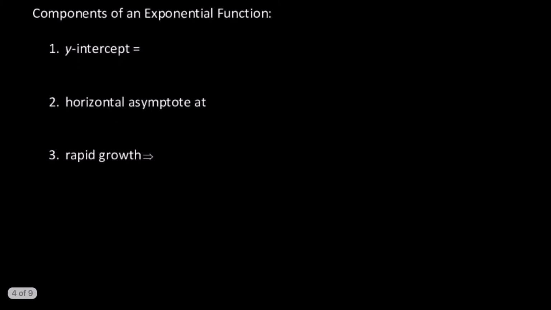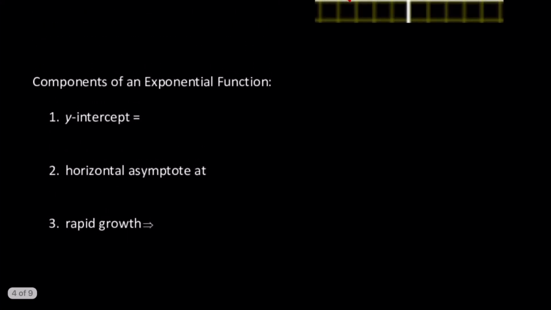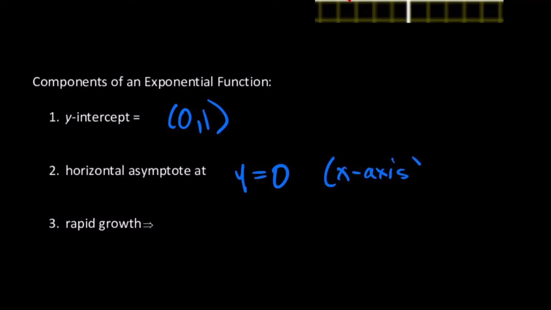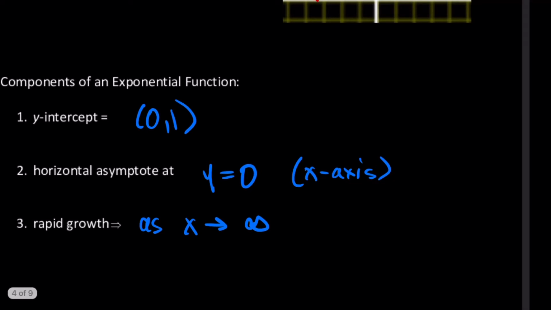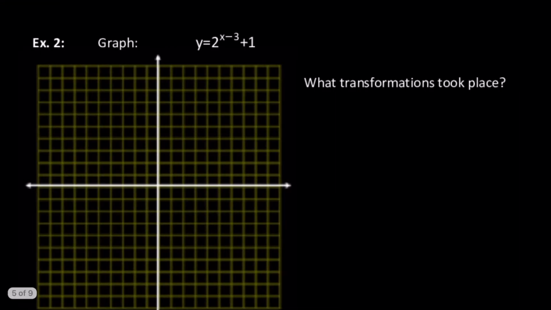Okay, quick review here. Components of an exponential function. The y-intercept we talked about will always be (0, 1), unless we transform it, which we'll do in a few minutes. There's always a horizontal asymptote at y equals 0, which remember is simply the x-axis. And rapid growth as x approaches infinity.